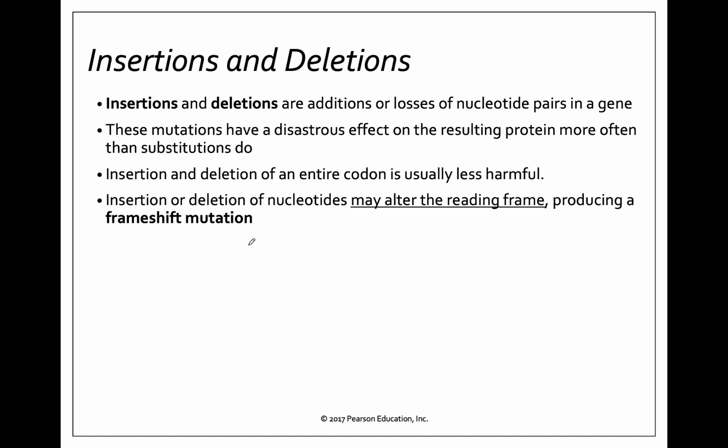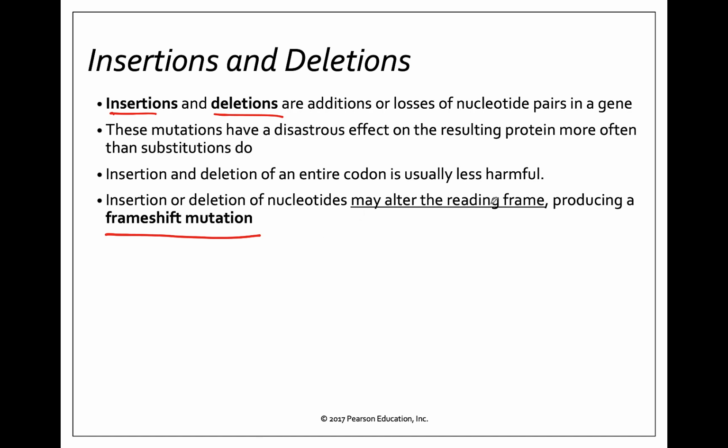Sometimes instead of replacing a nucleotide with an additional one, we actually just add in extra ones or we delete them and don't replace them. So an insertion would be adding in an extra nucleotide where there wasn't one before, and a deletion would be removing a nucleotide without replacing it with another one. These typically have disastrous effects on the protein because they change the entire reading frame. So these are called frameshift mutations.